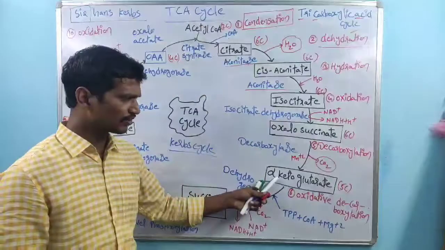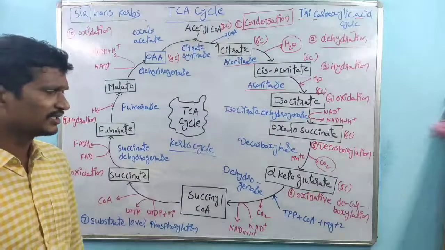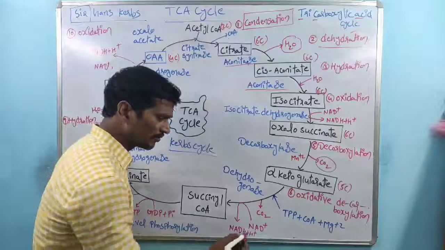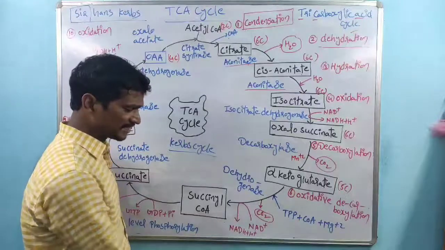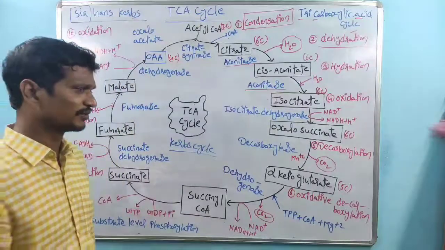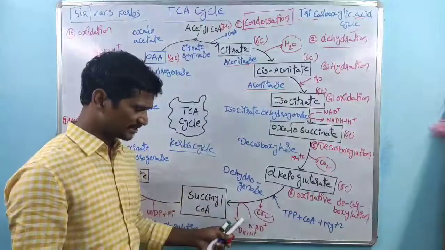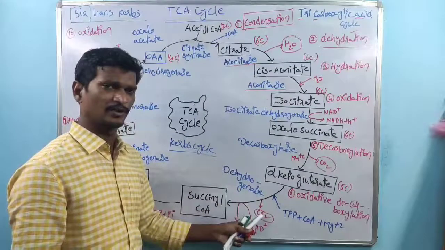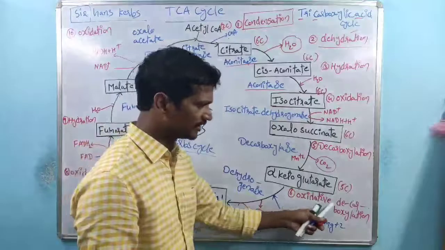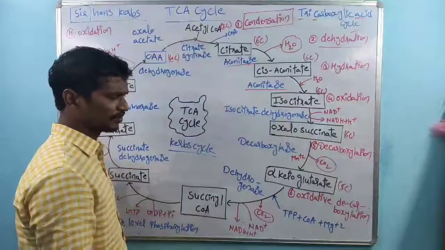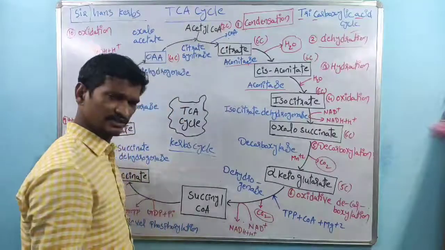The next one is alpha ketoglutarate. Alpha ketoglutarate is converted into succinyl CoA. In this process, removal of carbon dioxide takes place. That is nothing but decarboxylation, right? The other step is NAD is converted into NADH plus H plus. This reaction is called oxidation. This reaction is called decarboxylation. Total the reaction is called oxidative decarboxylation. By the oxidative decarboxylation process, NAD is converted into NADH plus H plus and carbon dioxide is removed, right?